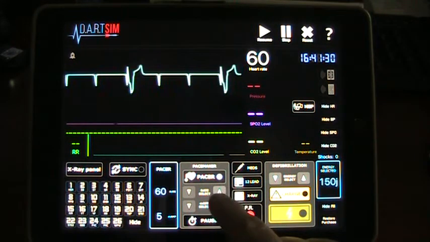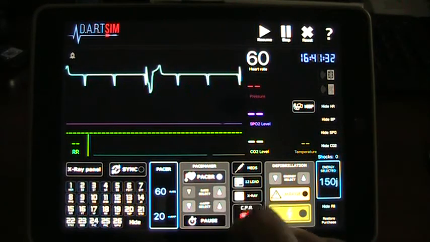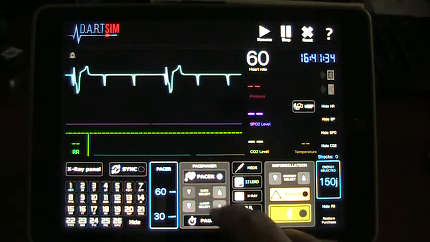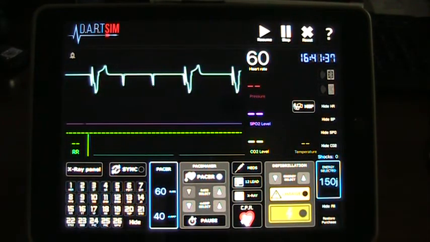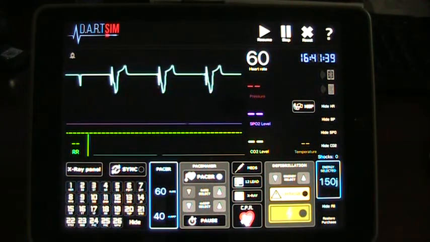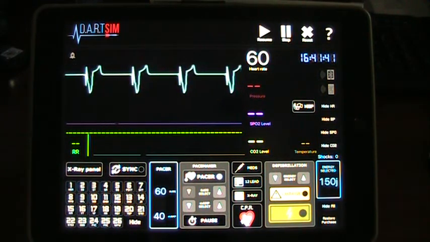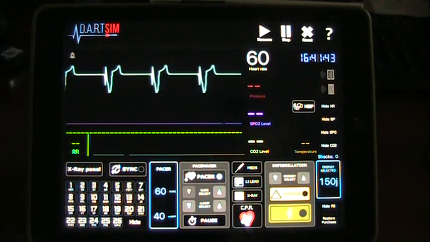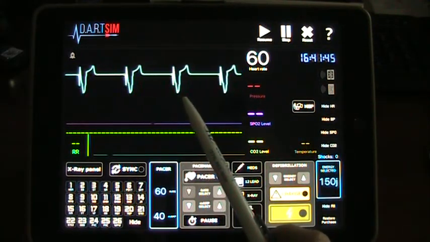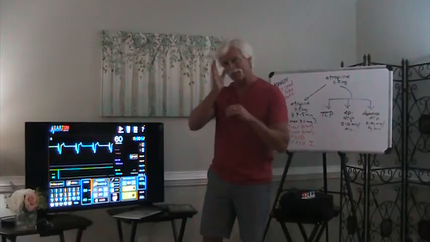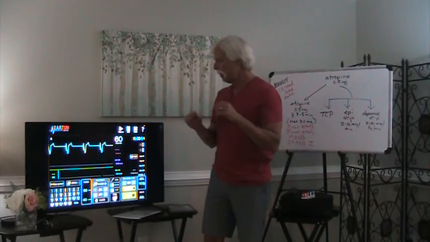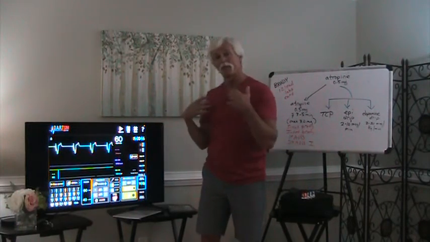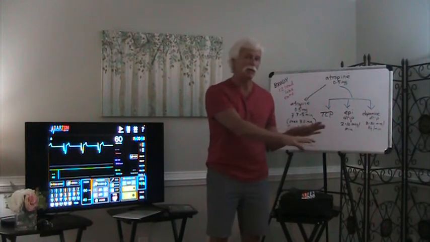Now I know with my particular simulator here that I'm going to get capture when I move up to 40 milliamps. So I progress pretty quickly through 5, 10, 20, 30, and then finally to 40 milliamps. At 40 milliamps, I can see complete capture because I see a QRS complex after every single pacer spike. That's electrical capture.